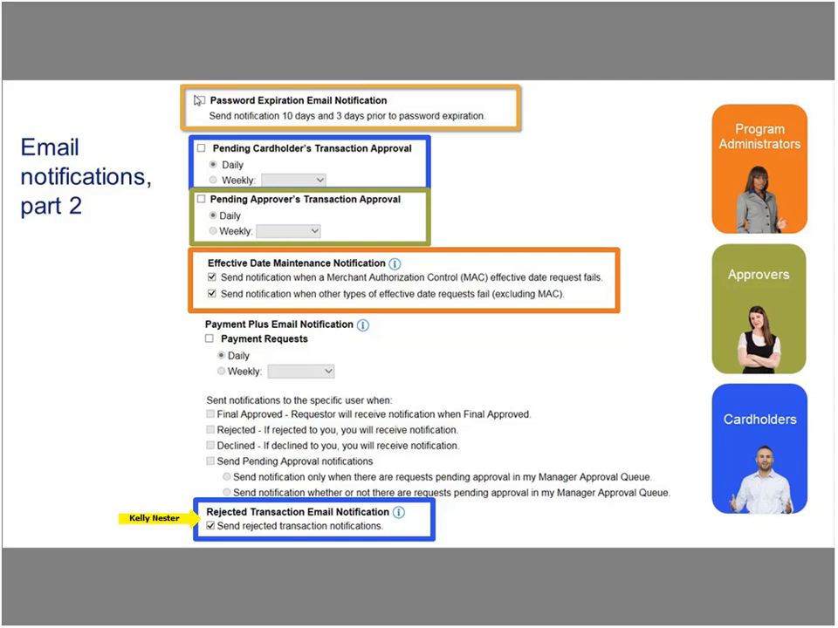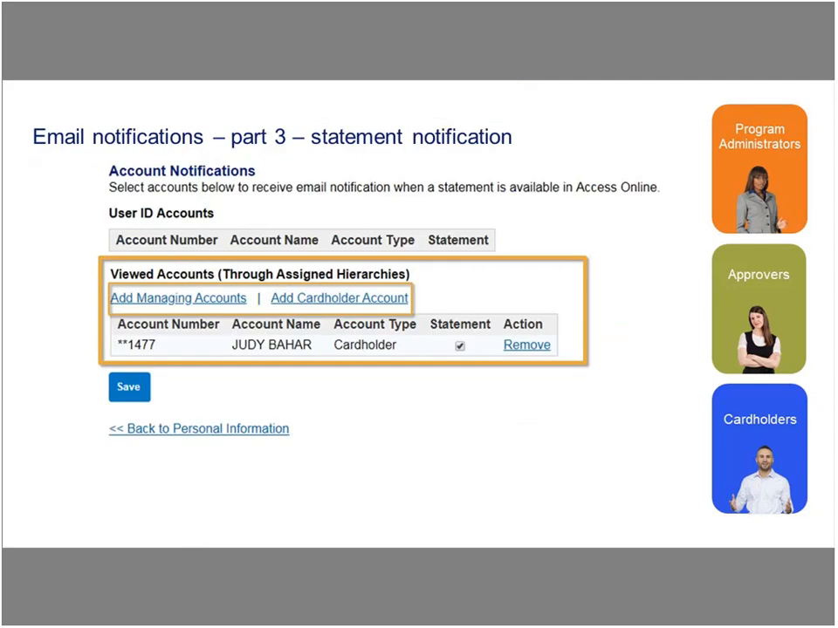And then scrolling further still down the page, this very last section here is for statement notifications. It's called account notifications. And these are in a gold box here because they can apply to any type of user. So cardholders should see their own account already listed here, and they just want to make sure that this statement box is checked so that they can receive an email notification when their statement is ready, and then they can access that in the system.